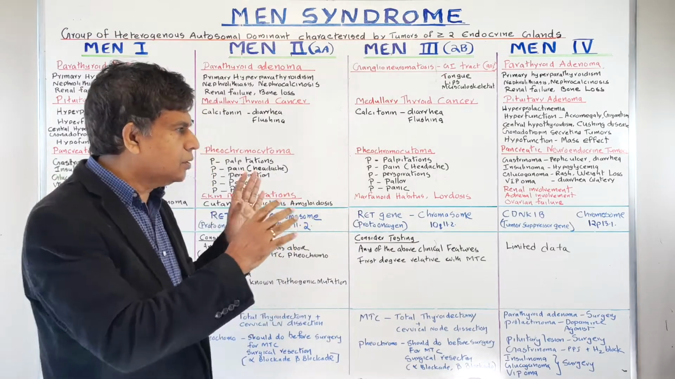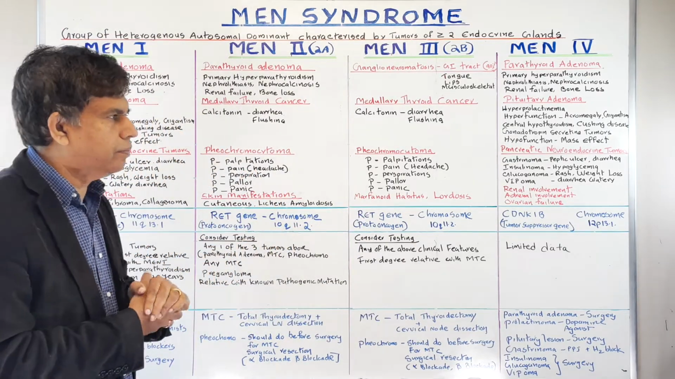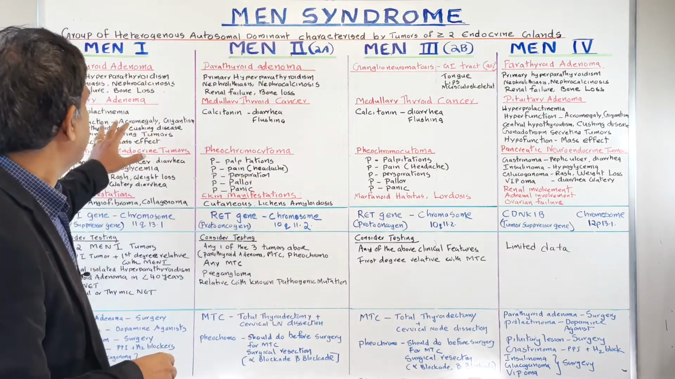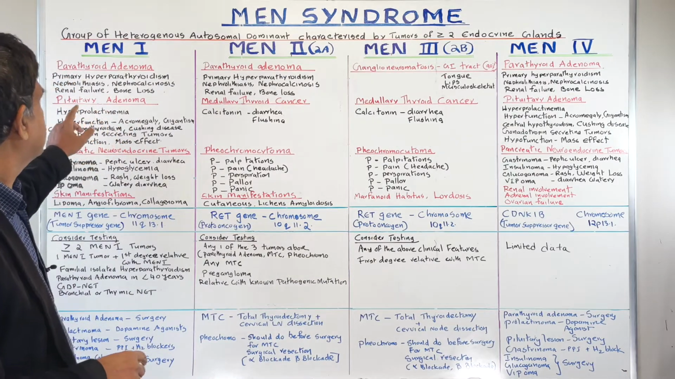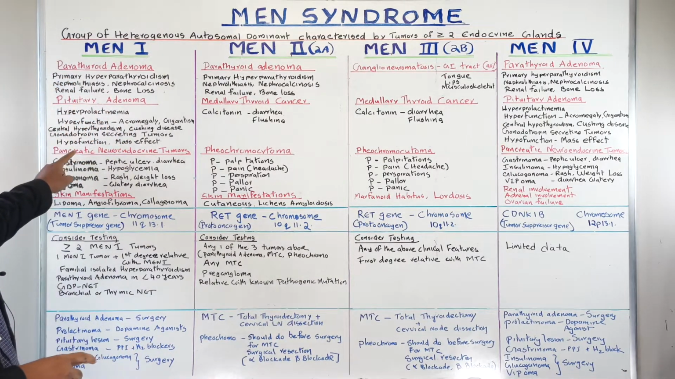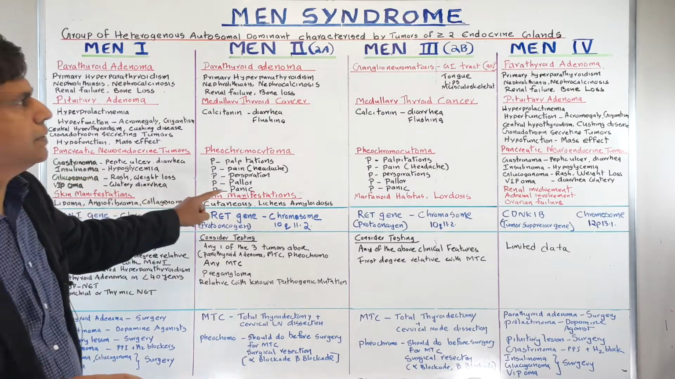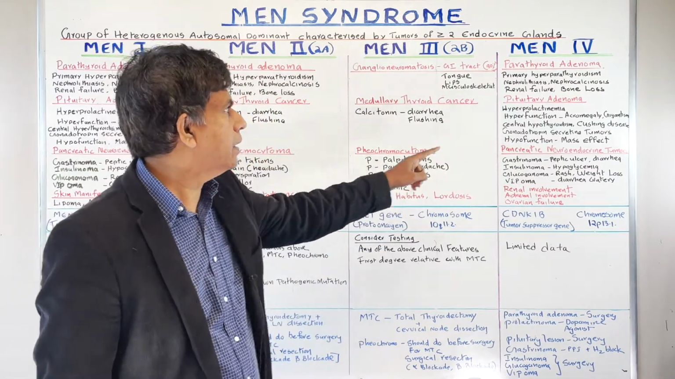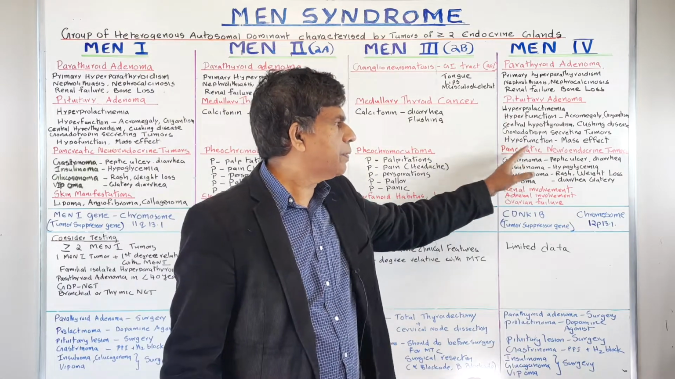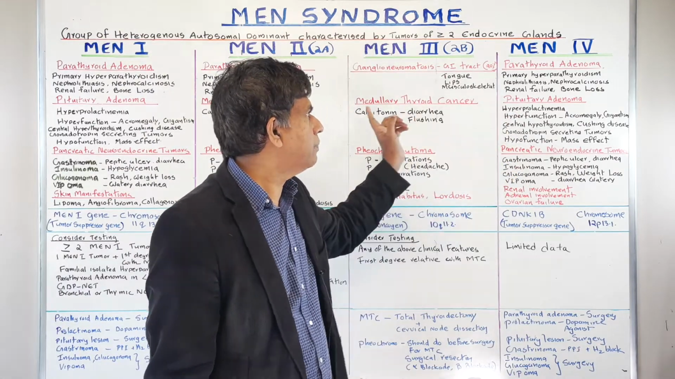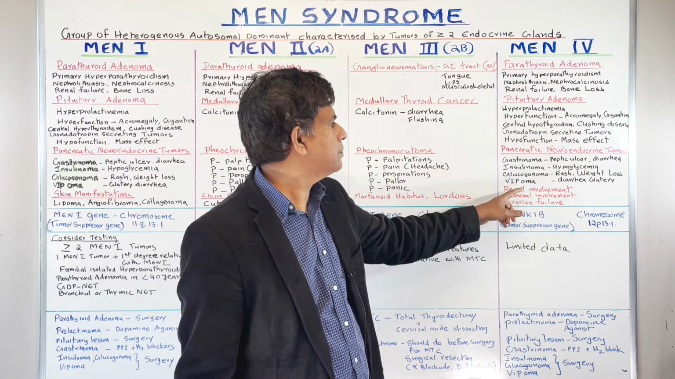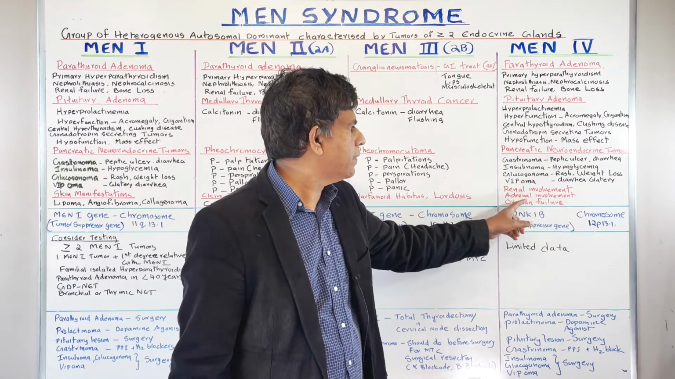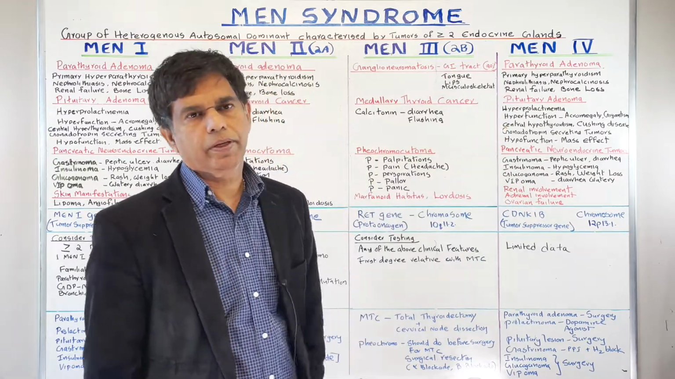So let's look back and see what is common. How do we remember this? If you look at MEN1, you've got parathyroid adenoma, prolactinoma, pancreatic neuroendocrine tumors. It's the same thing in MEN4. Okay, remember that. Don't forget it. You've got parathyroid adenoma. The only difference between MEN1 and MEN4 is the renal involvement, adrenal involvement, and ovarian failure in MEN4.